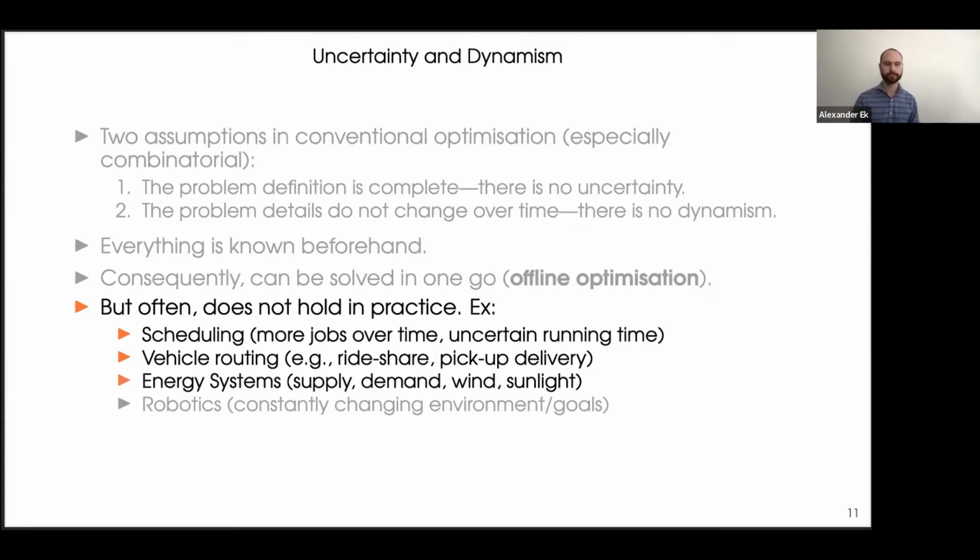Energy systems, right? Supply and demand, wind and sunlight, things like that. I mean, we can of course predict these things, but no prediction is 100%, right? So there's still some wiggle room that we need to maybe react to, or we need to handle in some way. Robotics, another example, constantly changing environment and goals when we're walking around.